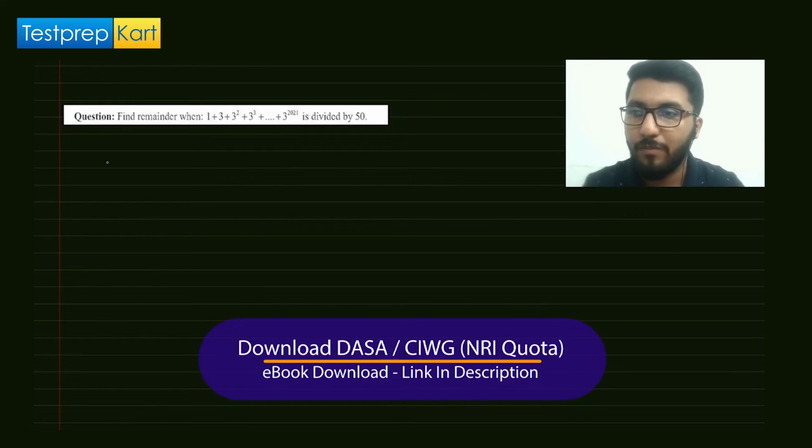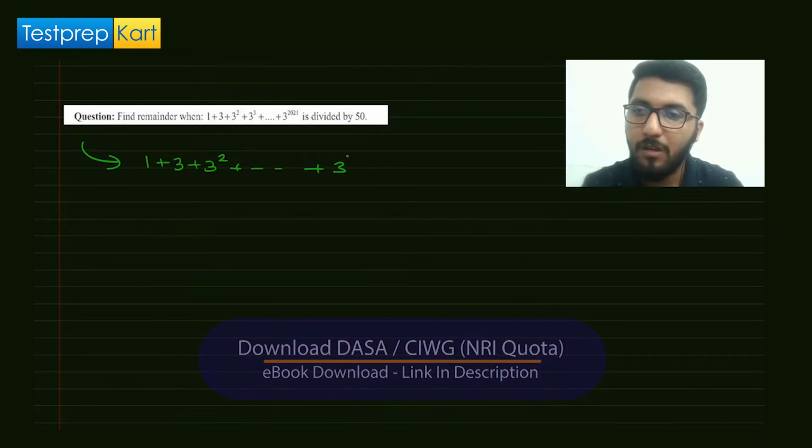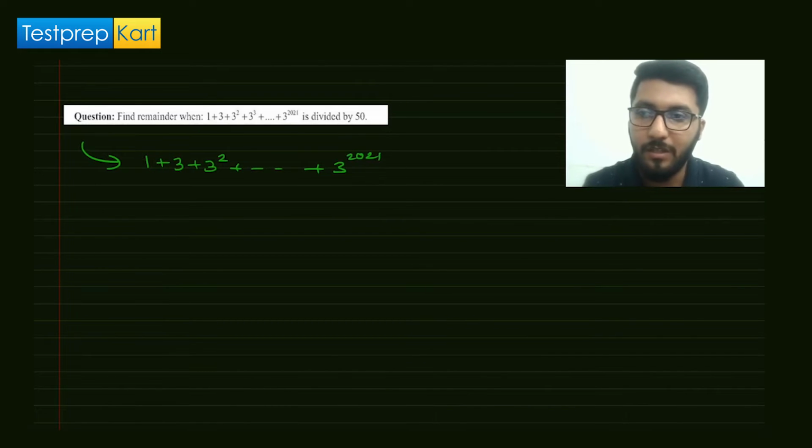that is the July attempt. Okay, so here we have to find a remainder, that is for 1 plus 3 plus 3 square going up till 3 power 2021. We have to find the remainder when this whole thing is divided by 50. Now I have told you what to think when we have such a question. We have to create the multiple of 50, right?